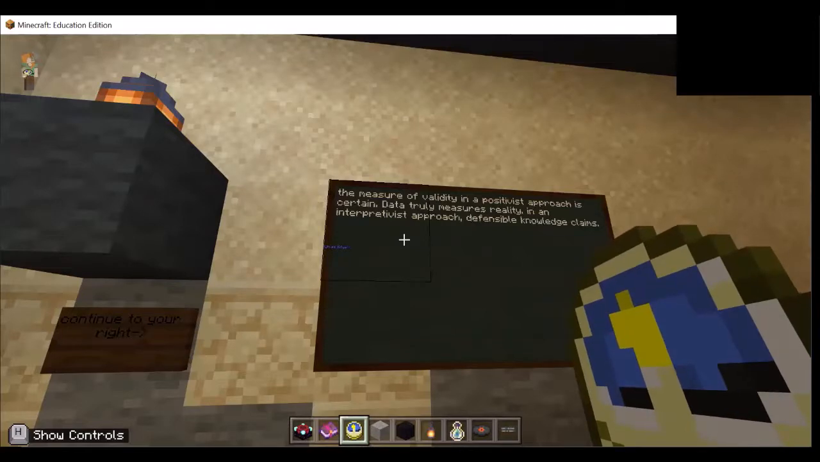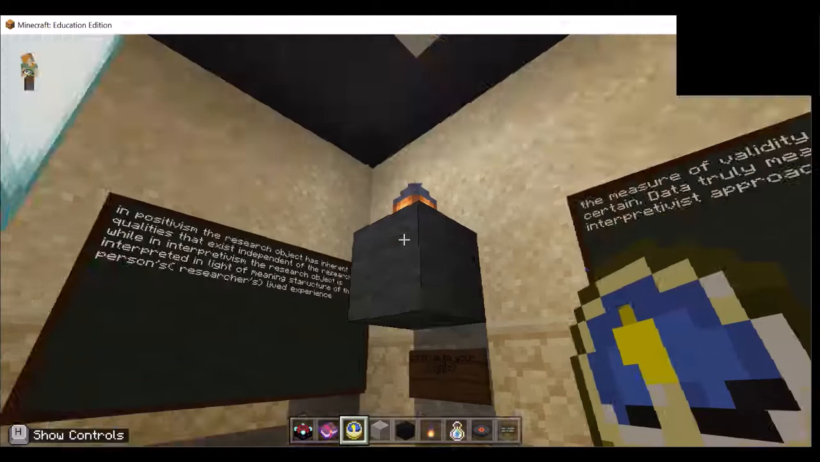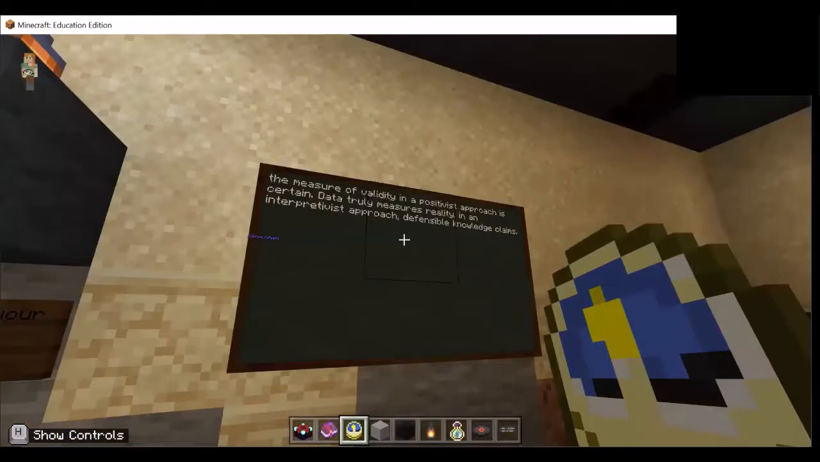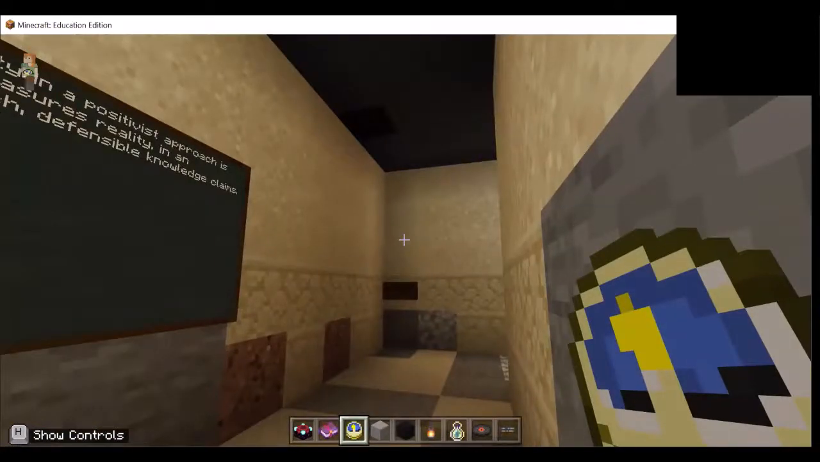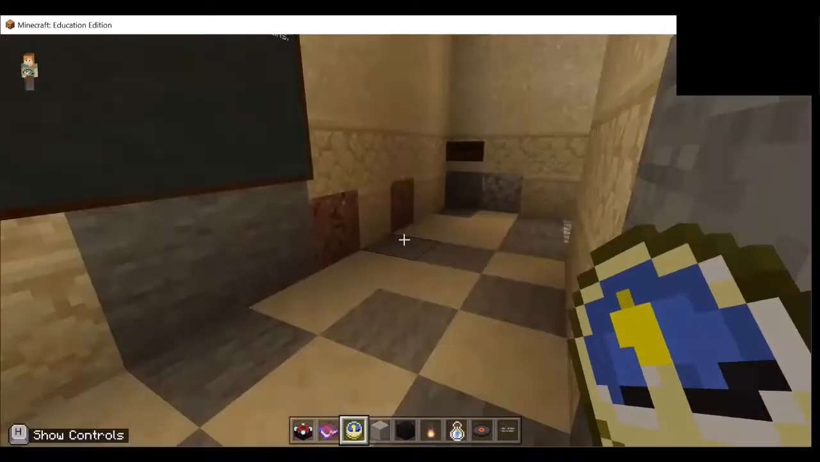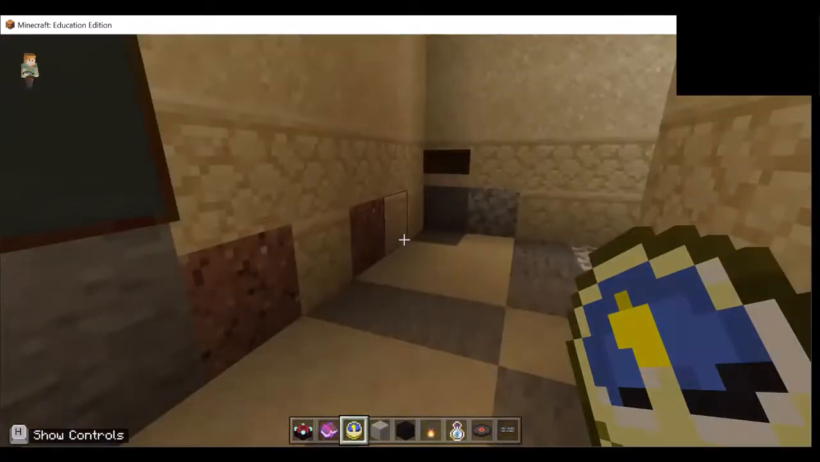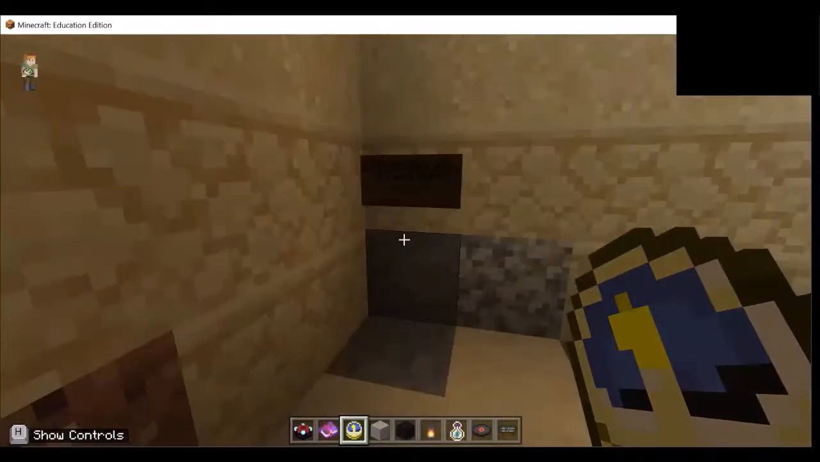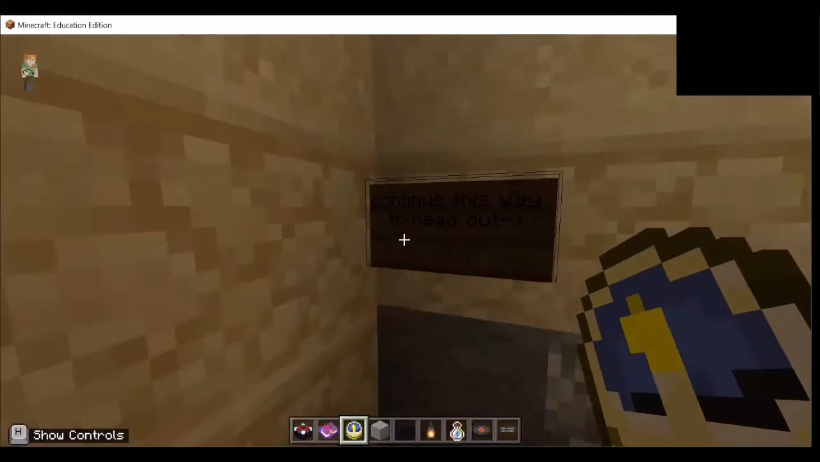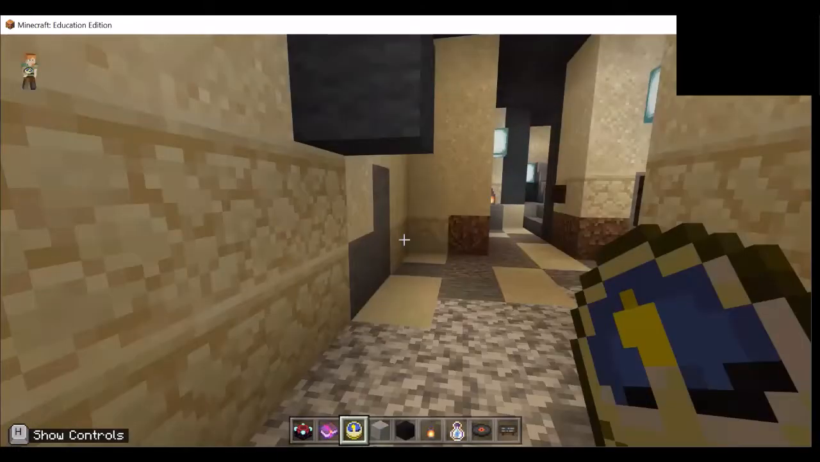Yeah. So here are a few things I did. I put a lot of lanterns and lights in the basement because it was dark. Yeah, I feel like it's a nice kind of place. It looks nice. I feel like continue this way to head out. So this is our way out.